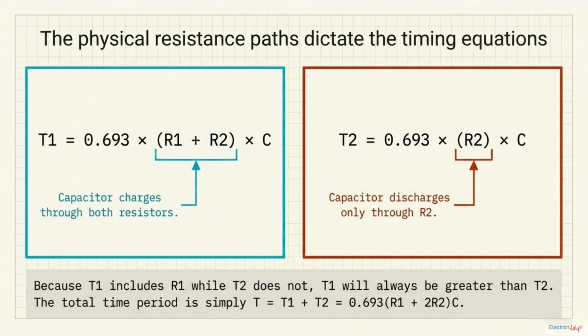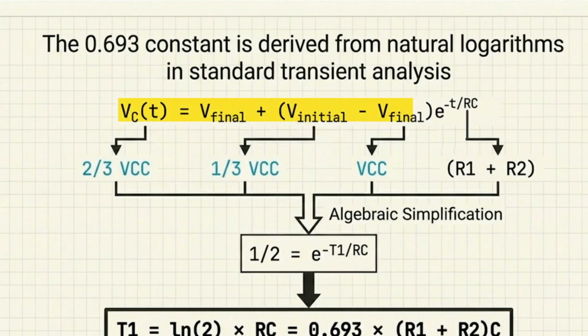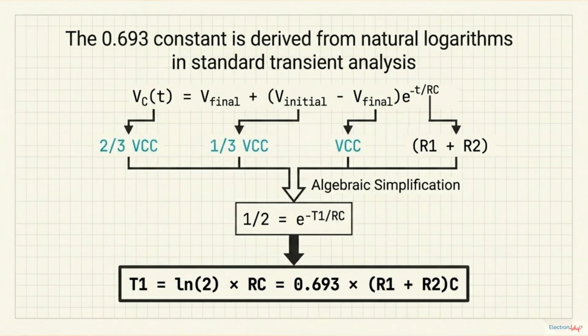To predict the exact speed of the oscillator, we must calculate the precise time it takes to move between those 2 voltage thresholds. This breakdown begins with the standard transient analysis formula for a charging RC circuit. By substituting the variables with the 555 timer's exact thresholds, we map the target voltage to 2/3 VCC, the initial to 1/3, and the resistance to R1 plus R2. Notice that the supply voltage variable, VCC, cancels out algebraically. The timing of a 555 timer is entirely independent of fluctuations in the power supply.